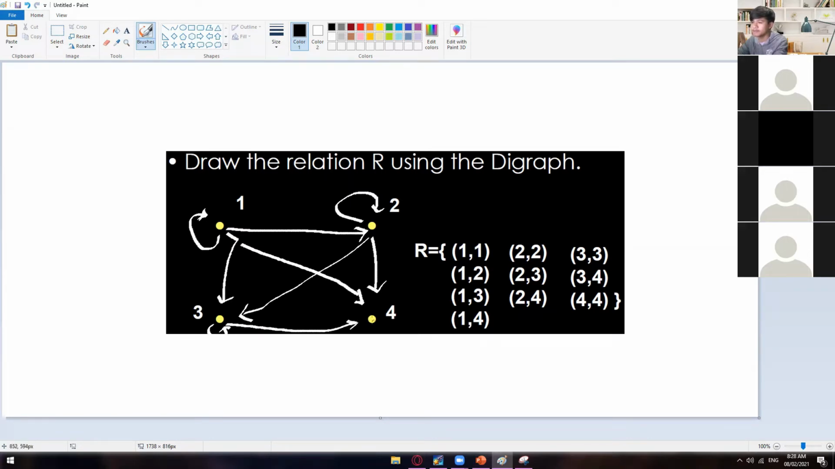Then we have 4, 4. Okay, so this is now the representation of this set relation into a digraph. Did you get it so far? Yes, sir. All right. So this one is super easy to follow. Just know the coordinates of those.